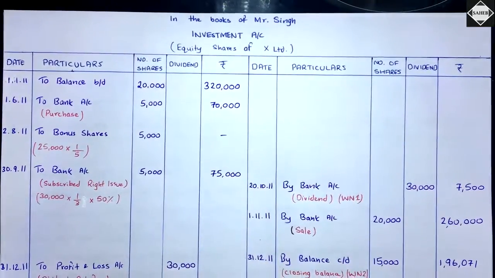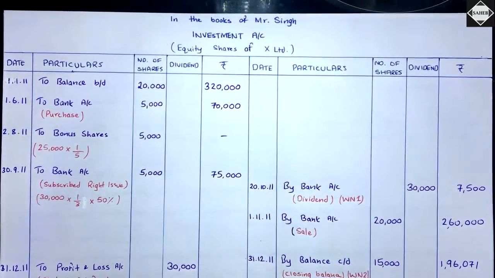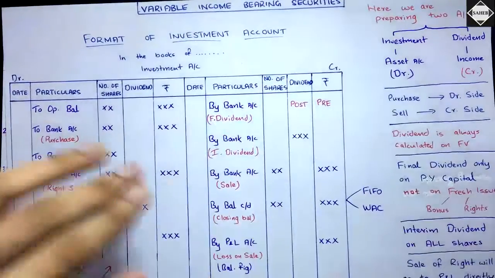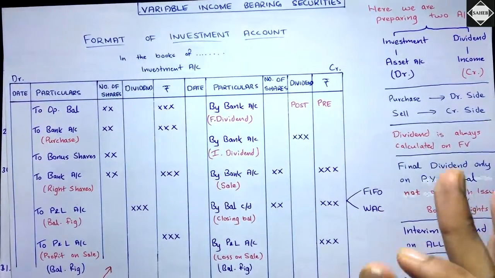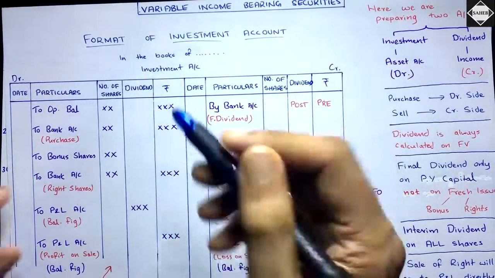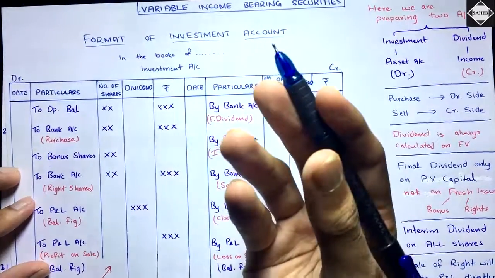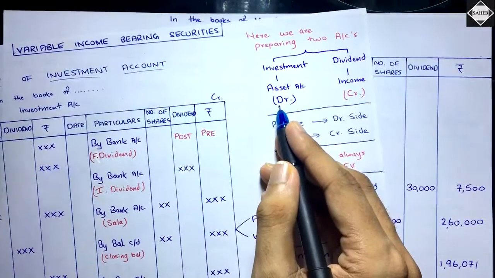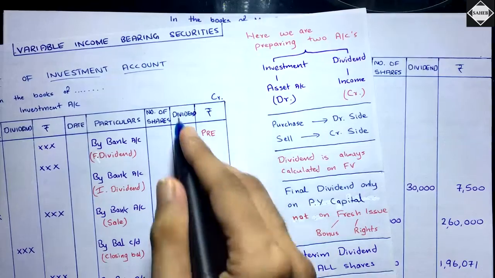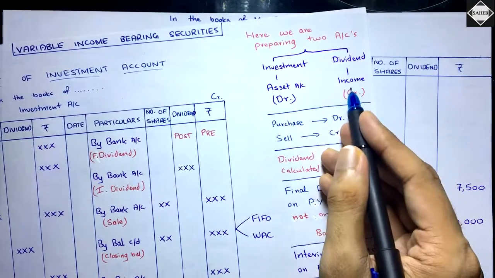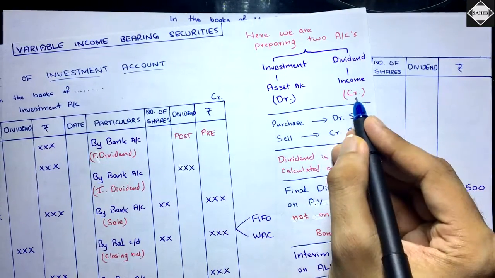Now here we have the solution. Let's understand how to prepare this investment account. See, it's very simple. First, let's recall the format. What are we doing over here? We are preparing two accounts. An investment account, which is an asset account, so it has a debit balance, and another account, as you can see here, the dividend column, that's the dividend account, which is an income account and has a credit balance.